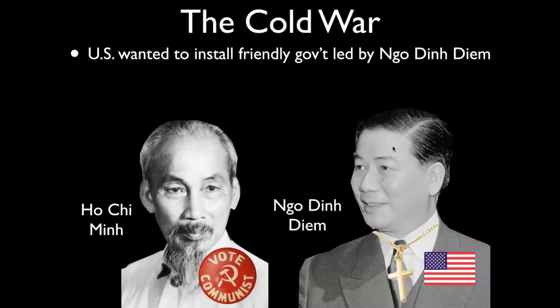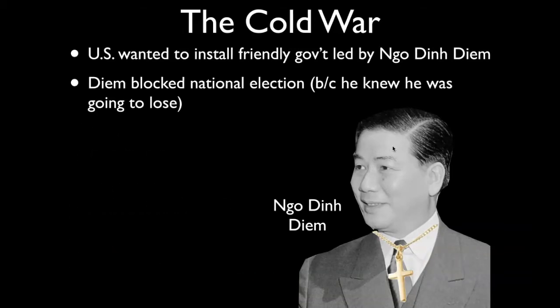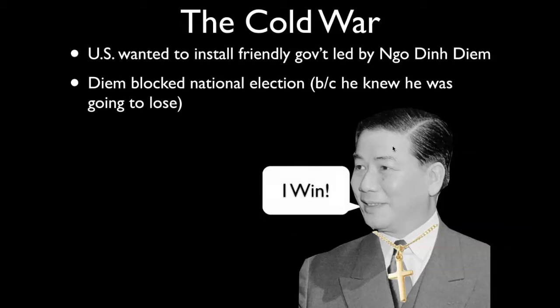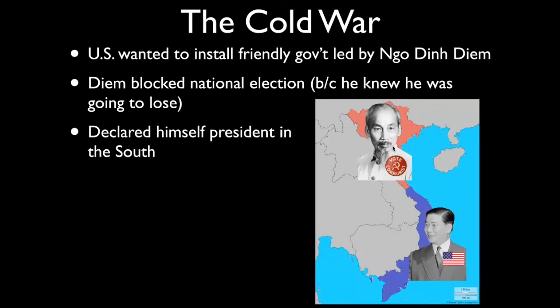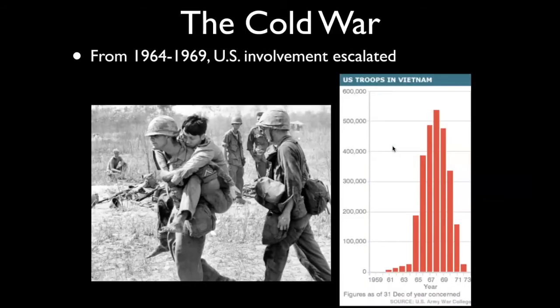As the election drew near, it became very clear that Dien Diem was going to lose. And so what Dien Diem did was he blocked the national election. So he says, no, we're not going to have this election anymore. I'm going to maintain control in the South, and the North can essentially do whatever they want. Dien Diem declares himself president in the South, despite the fact that there was never an election. Conflict and tensions just continue to escalate as the United States begins to send not just more and more money, but more and more troops into South Vietnam to try and continue to prop up that government of South Vietnam and ensure that communist forces didn't take control.